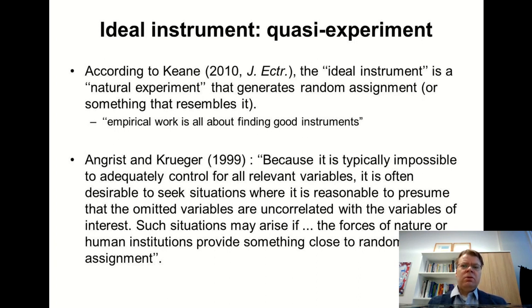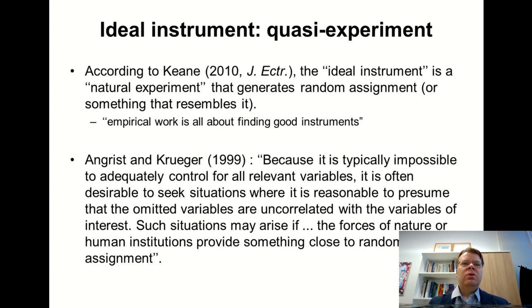This has also led many applied economists and applied econometricians to search for situations where these x variables would be randomly assigned. This is called quasi experiments or natural experiments, where these x variables are not endogenously determined by the economic agents themselves, but are rather randomly assigned to these agents.